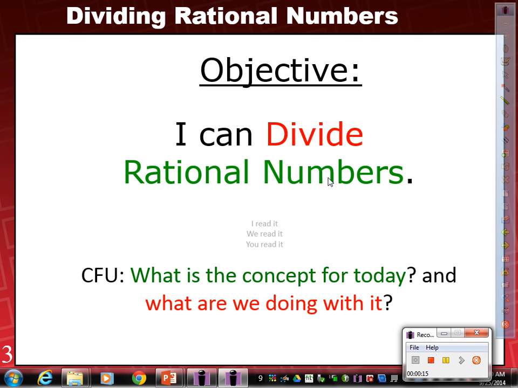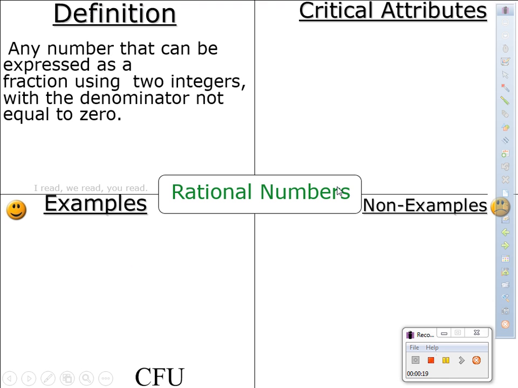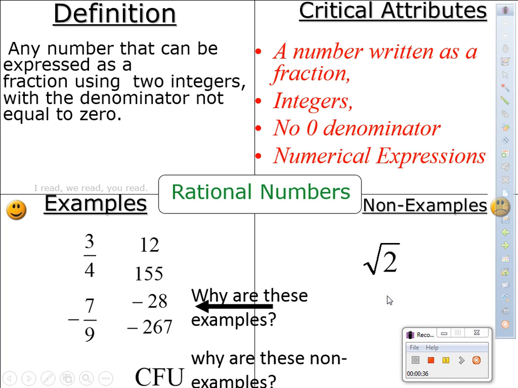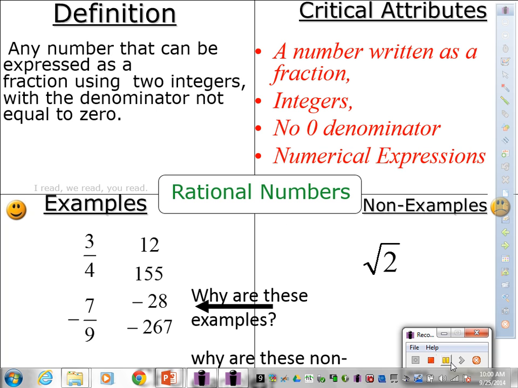So, rational numbers, what are they? Let's find out. Any number that can be expressed as a fraction using two integers, but the denominator cannot be 0. Examples, non-examples, critical attributes, write those in. I'll give you some time. Okay, steps, write these down, please.